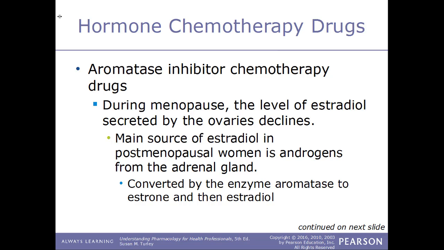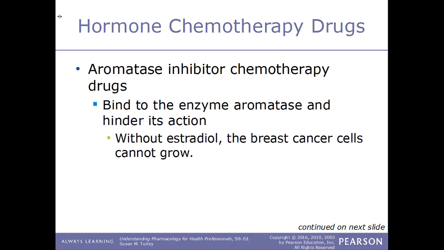Now, during menopause, the levels of estradiol that's secreted by the ovaries will decline. And the main source of estradiol in postmenopausal women are androgens from the adrenal glands. So these androgens that are secreted by the adrenals are converted to estrone and then finally estradiol by the enzyme aromatase. So aromatase inhibitors will bind to the enzyme aromatase and then prevent it from working. So without estradiol being created, the breast cancer cells can't grow.